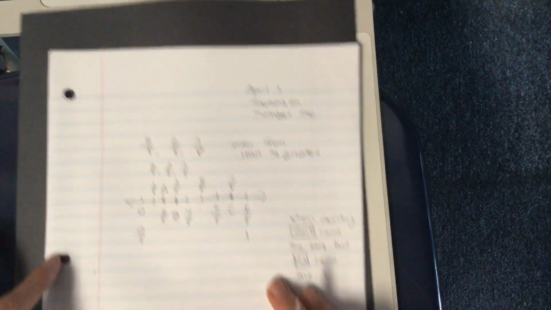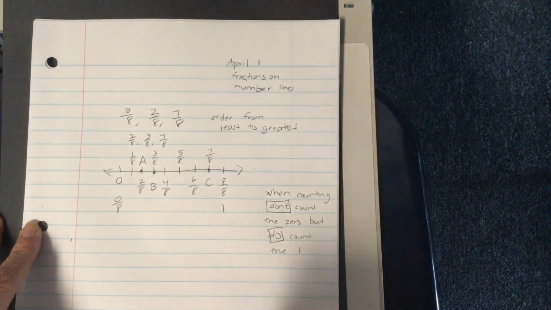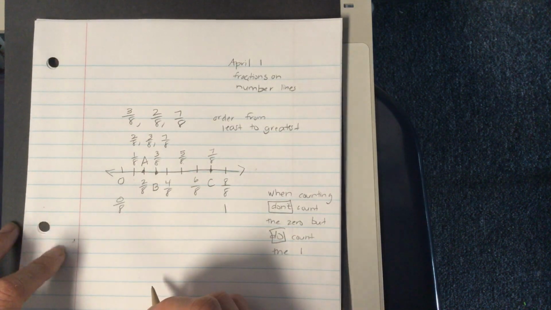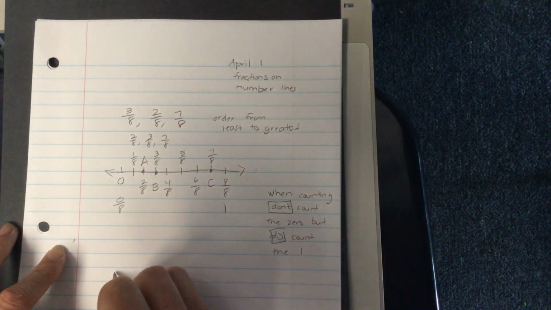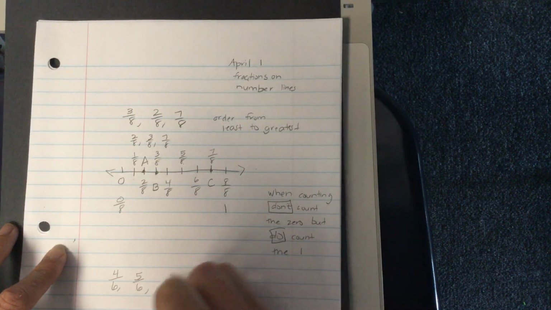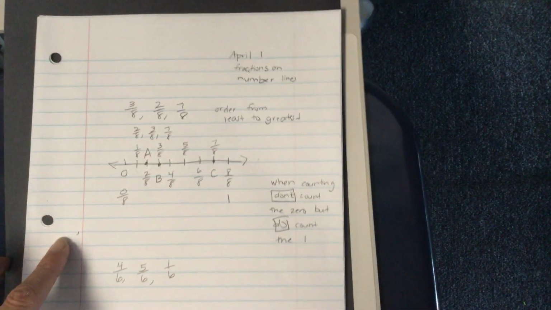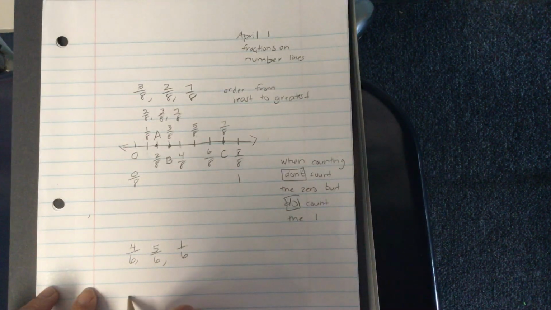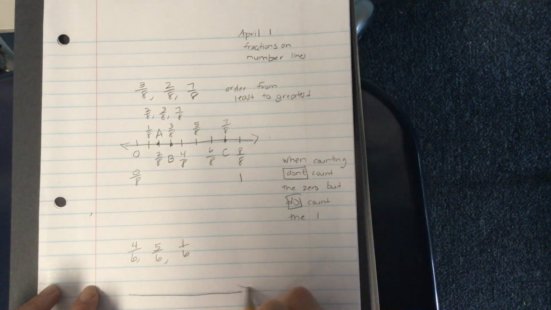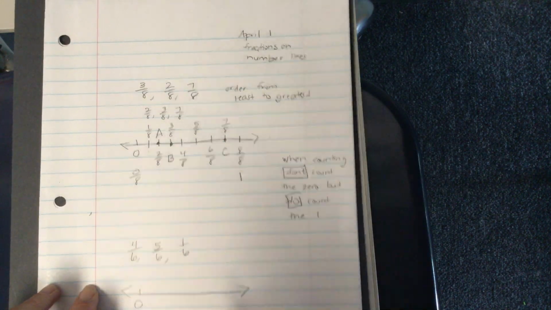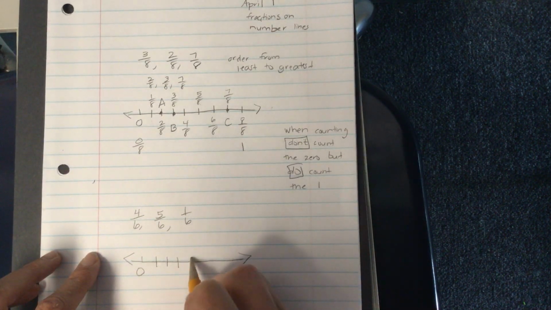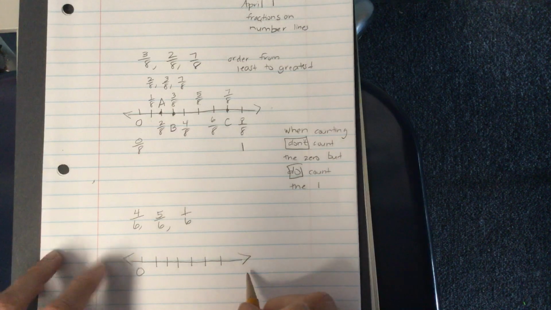So let's try and make a number line with sixths. So we're going to try and order 1/6, 4/6, and 5/6. And so our number line is going to have 6 stops on it. Remember, we're going to start at 0, and then we need 1, 2, 3, 4, 5, 6 spaces.